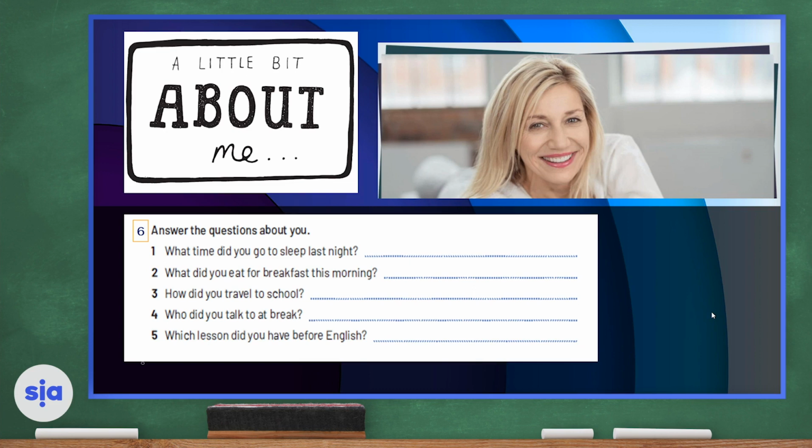Number 3, how did you travel to school? If I were to answer this question, I would say I traveled to school by car. But you can share how you travel to school. You can say, I traveled to school by bus, or I traveled to school by walking.